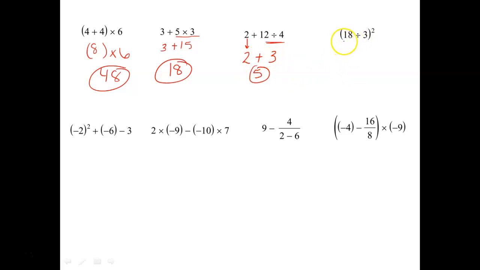All right, in this problem, you have a parentheses and you have an exponent. Always work what's in the parentheses first, okay? So 18 divided by 3 is 6. So now you have 6 to the second power, and that is 36.